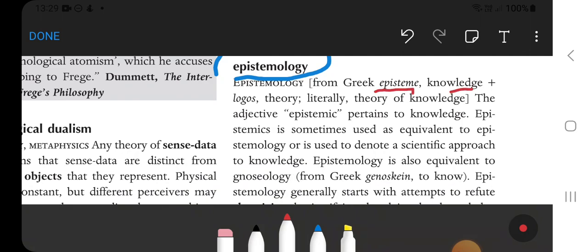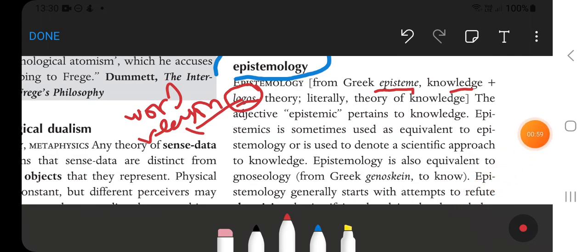Episteme for knowledge and logos for theory. I don't know if logos is for theory because as far as I know, logos means either word or reason, or maybe speech as well. But it's possible that this logy part is not derived from logos, but is derived from Latin logia, which would be something like study and maybe theory as well.